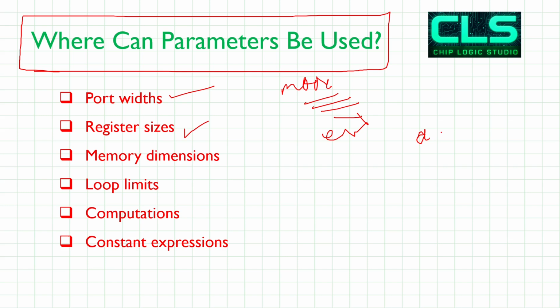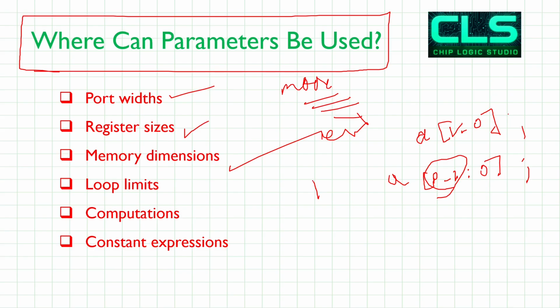Simple thing: if a is [1:0], then you can write, for example, p for parameter, [p-1:0]. This thing you can do anywhere; you can change this value with the parameter. Memory dimension: for example this is memory, the simple thing, one more bracket will come, and a to 0, [a-1:0]. This is our memory then. Loop limits: for loops, and you have understood the loop thing in many languages, the same thing.